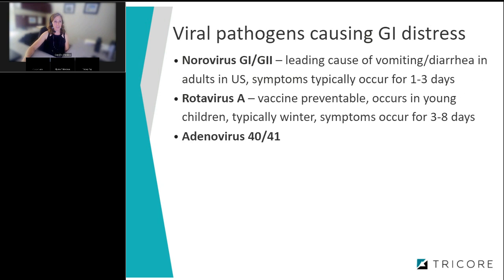So what are the viral pathogens that cause GI distress? The ones of interest here include norovirus, G1, G2. This is the leading cause of vomiting and diarrhea in adults in the United States, and symptoms typically occur for 1 to 3 days. Rotavirus A is a vaccine-preventable virus, which occurs in young children, typically in the winter, as does norovirus, and symptoms typically occur for 3 to 8 days. And another GI illness-causing virus is Adenovirus 40 and Adenovirus 41.